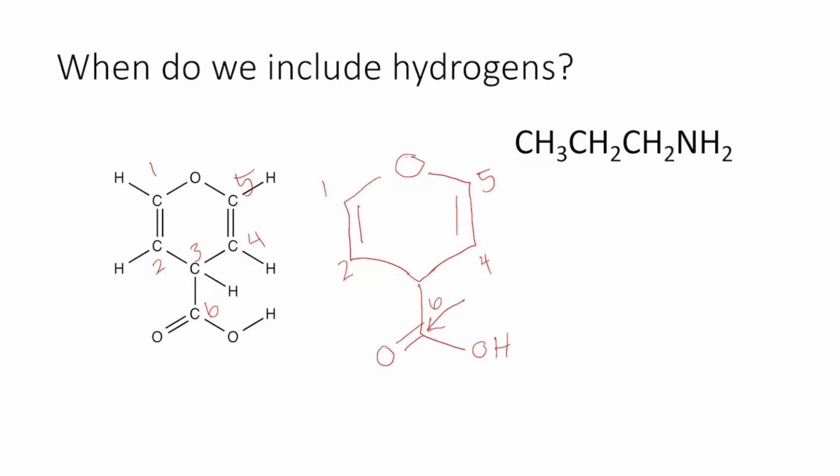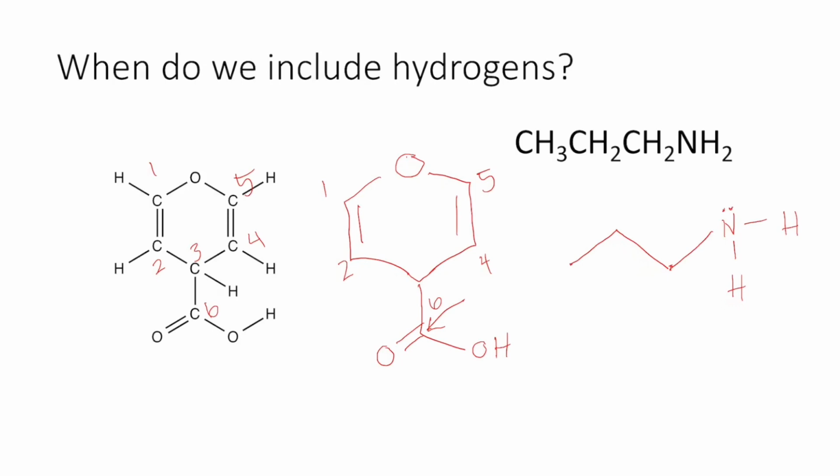Now for the molecule on the right-hand side, we have an NH2 group at the end, and I have 3 carbons in a row first. So let's start off with that carbon chain. So carbon 1, 2, 3, and then carbon 3 is bound to an NH2 group. So I want to show that NH2 group, and I'm also going to put the lone pairs on the nitrogen as well.